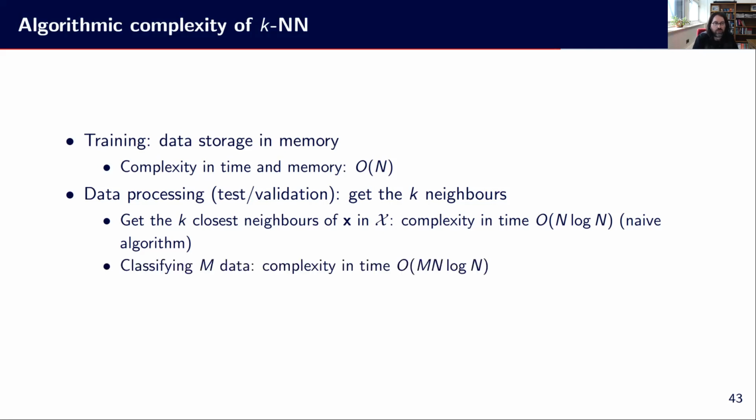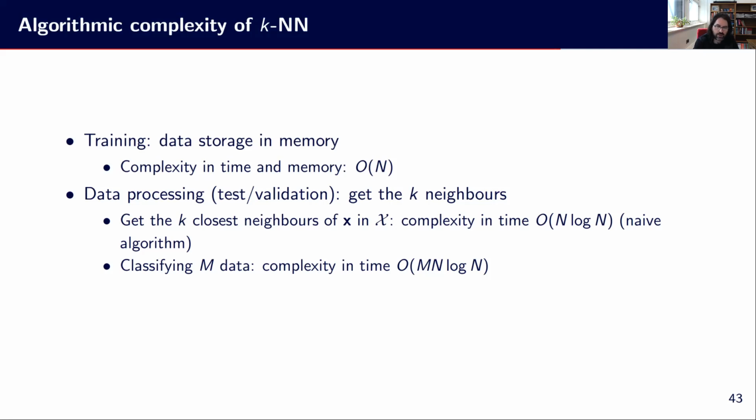And as such, if we want to classify m data samples, the complexity in time is big O(m times n log n). So we are at m n log n, which is relatively big, because if we have many samples to classify, if we have as much test data as we have training data, we are at something that is around n squared log n. So that complexity is higher.